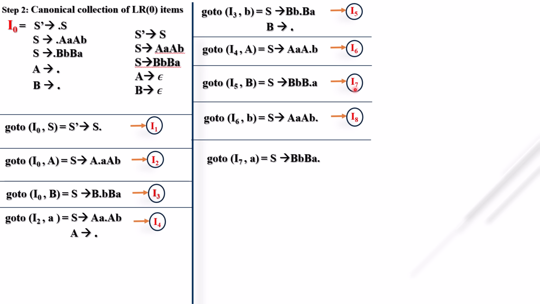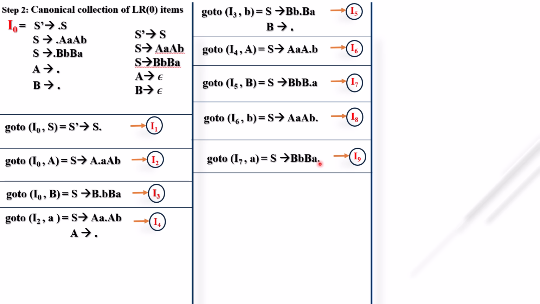Now we do I7 of small a. Go to I7 of small a. So you have to shift a dot from left hand side of the small a to the right hand side. So what is the production? S tends to BBBA dot. This is our I9 because it's a completely new production.